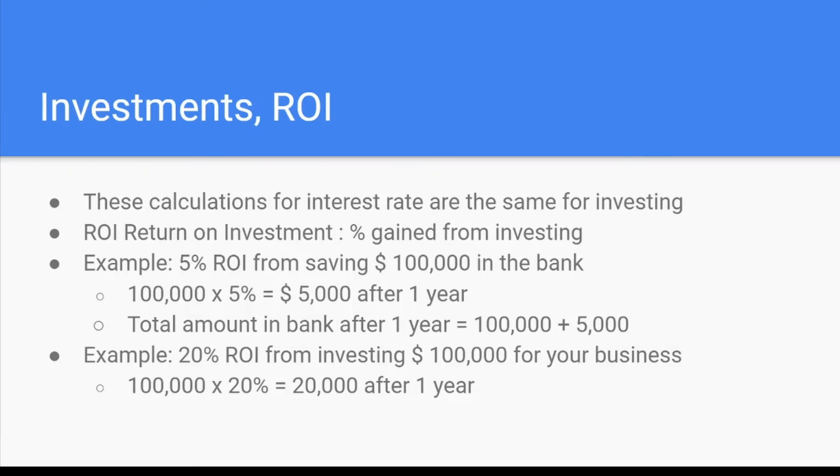Now let's talk about investments. ROI means return on investment, and that is the percent gain from investing. For example, 5% ROI from saving 100K in the bank calculates to 100K times 5%, and that is 5K after 1 year. So the total amount in the bank after 1 year is 100K plus 5K. Another example is 20% ROI from investing 100K into your business. So after 1 year, that is 100K times 20%, and that is 20,000.